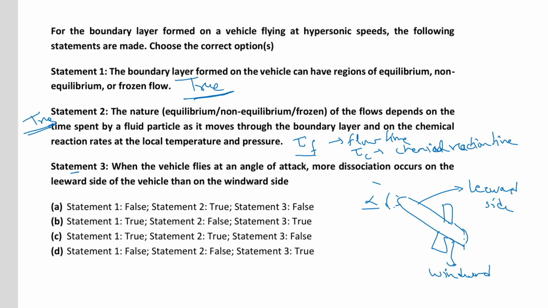If there is hypersonic flow, then you can see that there will be one oblique shock, and here will be an expansion fan. Due to the oblique shock, temperature will increase, and increased temperature will cause more dissociation to occur in the gas. The expansion fan causes the temperature to decrease, which will reduce the dissociation. So on the leeward side, less dissociation will occur compared to the windward side. So statement 3 is false. So the correct option is option C.